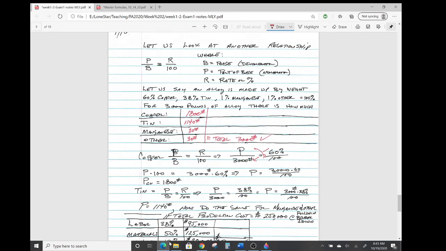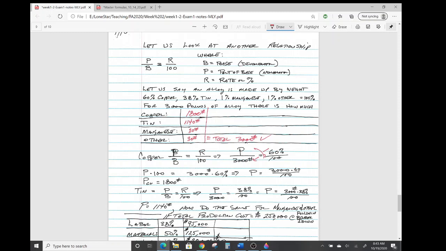All right, let's go back over here. Let's look at another relationship. Here's a formula: P over B equals R over 100, where B is the base, or the denominator, it's the base of what we're talking about. P is the part of the base, or the numerator. It's the part of the base. And R is the rate, or percent.